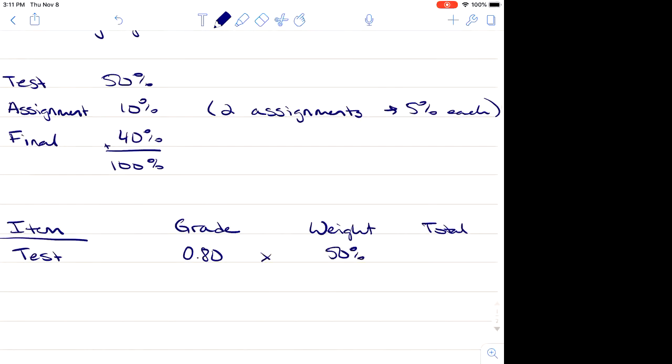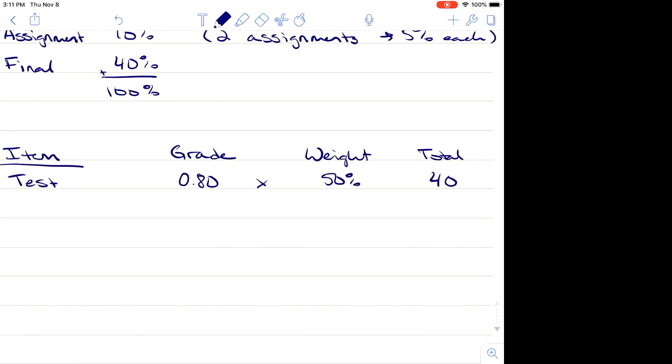What you do is you just multiply across here. And so 0.8 times 50 means I have 40% of my grade overall. Right? That's a nice chunk of change.